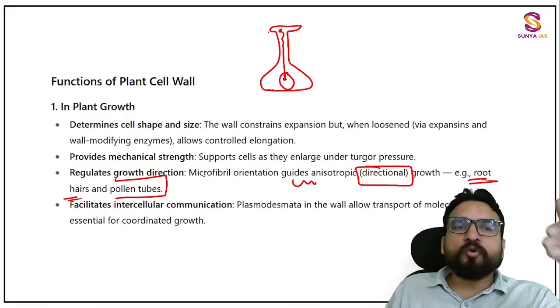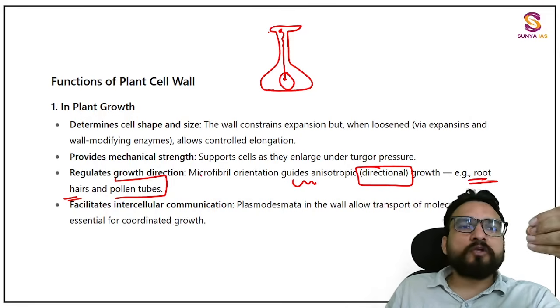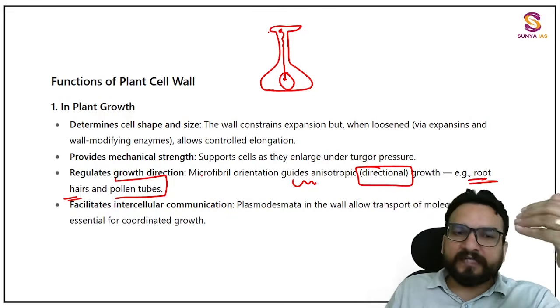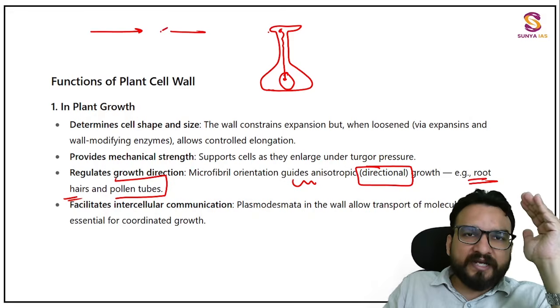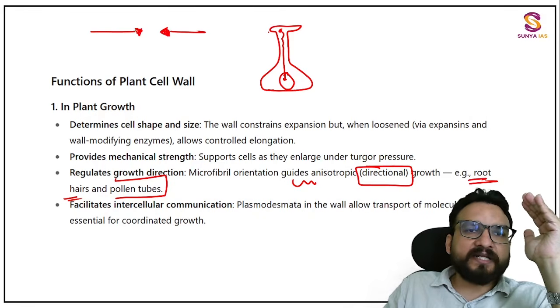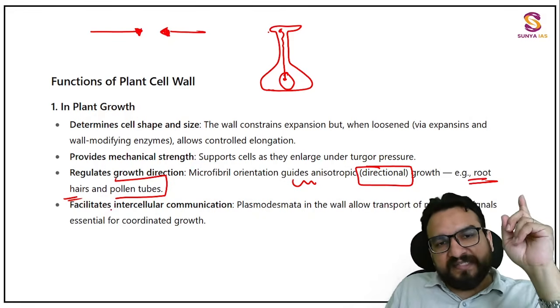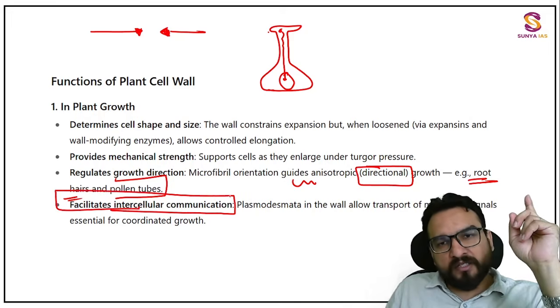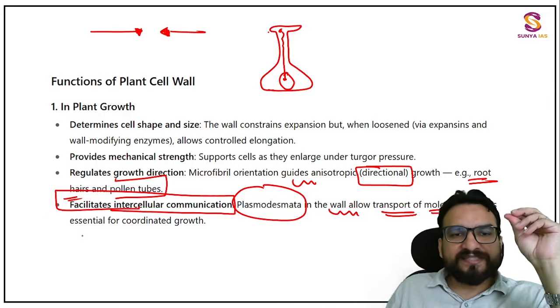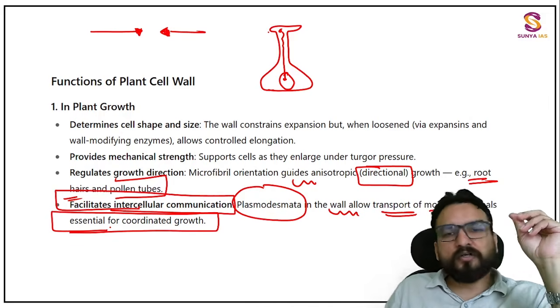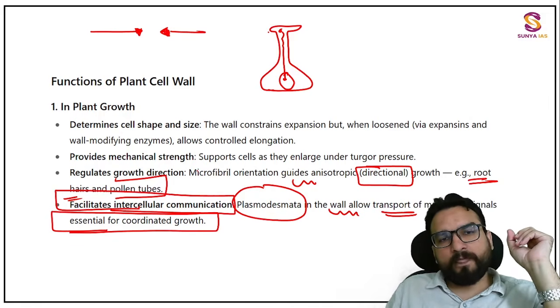So for now, just read. Most of the things here you will not understand as it is right now, but you will understand later in a much better way. As I have told you, all these units are connected. Again, some answers you will get later on. So it facilitates intercellular communication. Plasmodesmata in the wall allow transport of molecules and signals essential for coordinated growth. Okay?